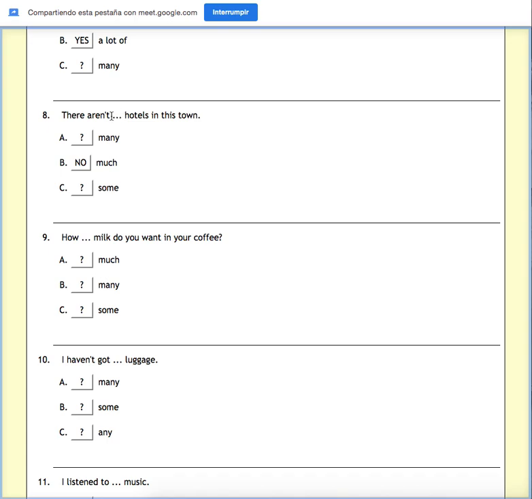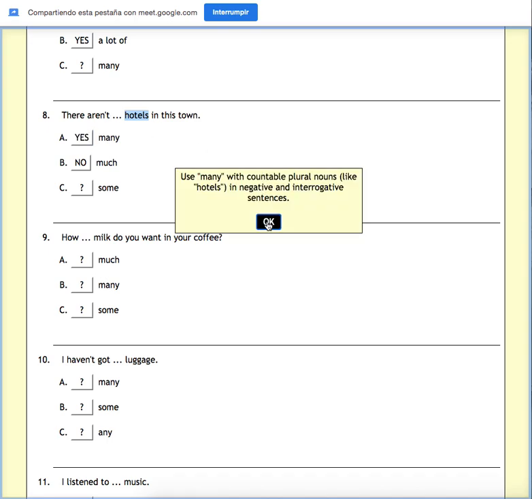There aren't... hotels in this town, but you have this in negative. Hotels in plural. So what is the answer? Some. Some? Yo dije que some se usaba para negativos o para qué era. No, sorry, teacher. Many. Some is. Many, many. No te me confundas, ¿listo?